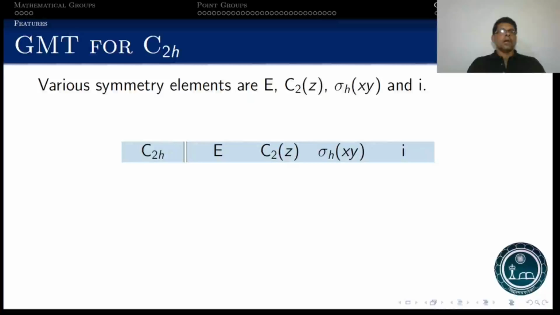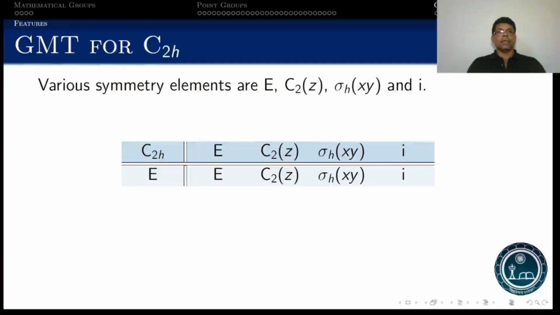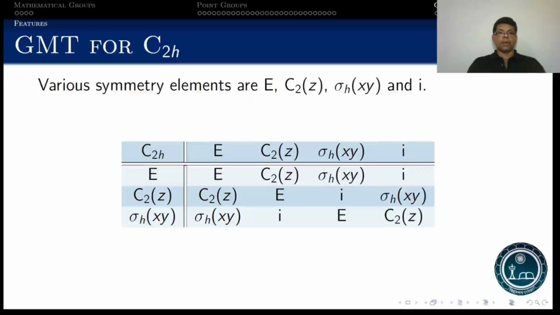Then another group multiplication table, for C2H. The various symmetry elements are E, C2Z, sigma H XY and I. I repeat: E, the identity element, C2Z, sigma H XY and I. There are 4 symmetry elements, so the number of columns will be 4 and the number of rows will again be 4. You draw the group multiplication table for C2H. Which one is C2H? An ethylene type molecule.